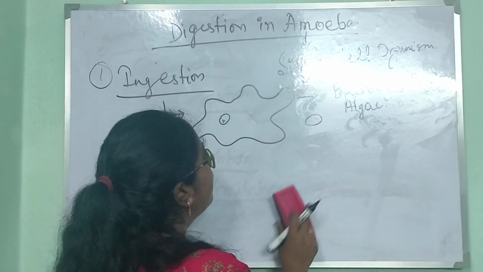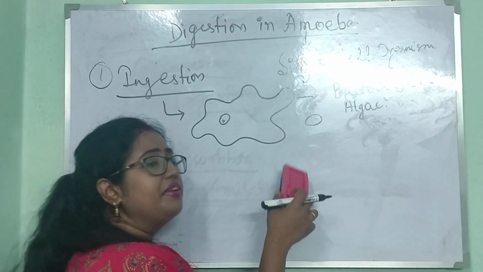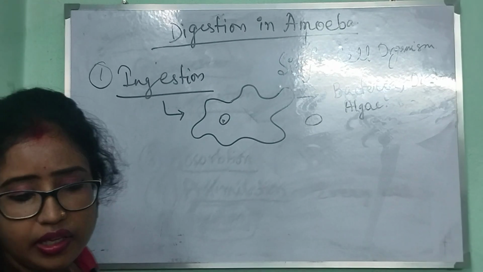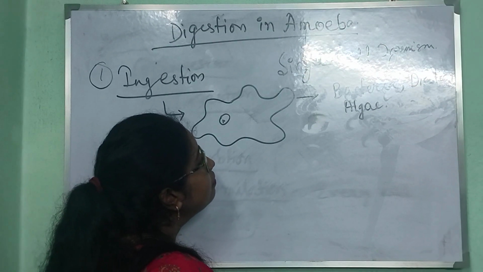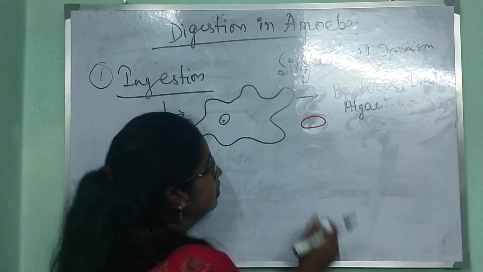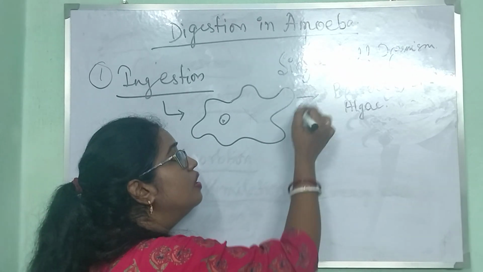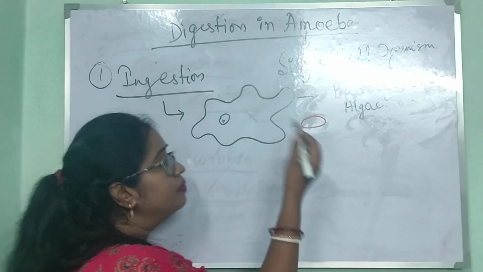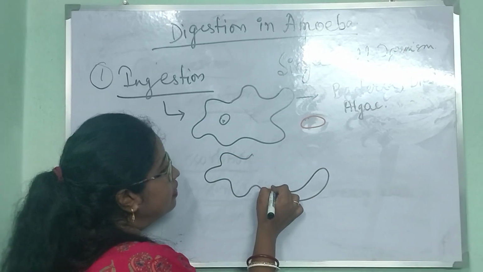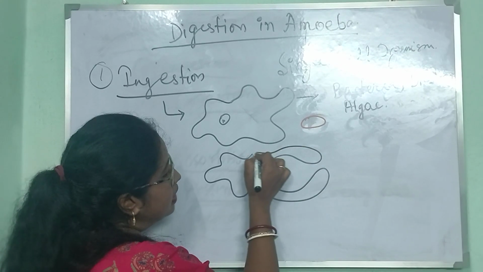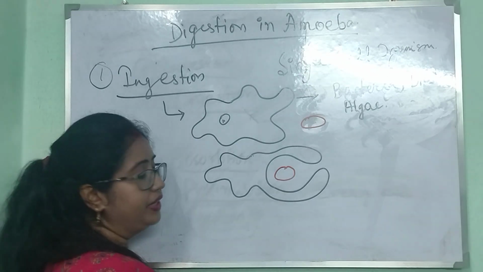So when amoeba feels that its food material is nearby, they actually elongate their plasma membrane and cover the food material's whole surface like this. They elongate their plasma membrane to engulf the food material.